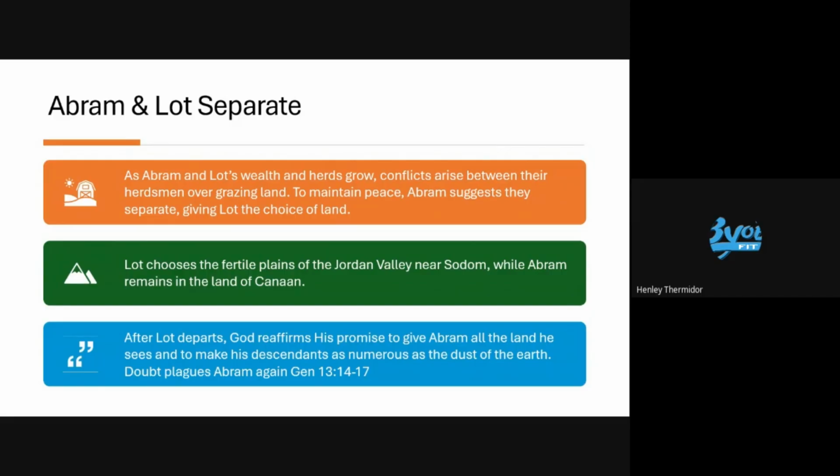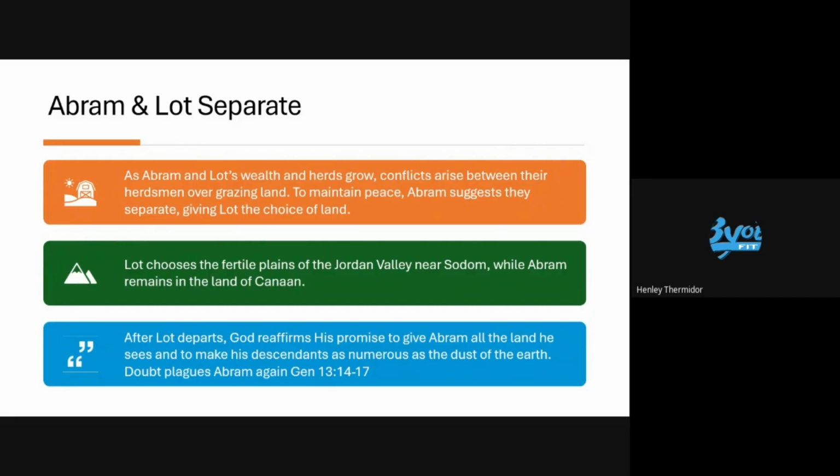So Lot looks over the land and he sees the Jordan Valley, which is near Sodom. And he says, yo, that place looks great. There's lush grass. There's places for my animals to graze. It's very fertile. I'm going to go over there. So Abram says, you know what? I love you. Here's your blessings. Go in peace.